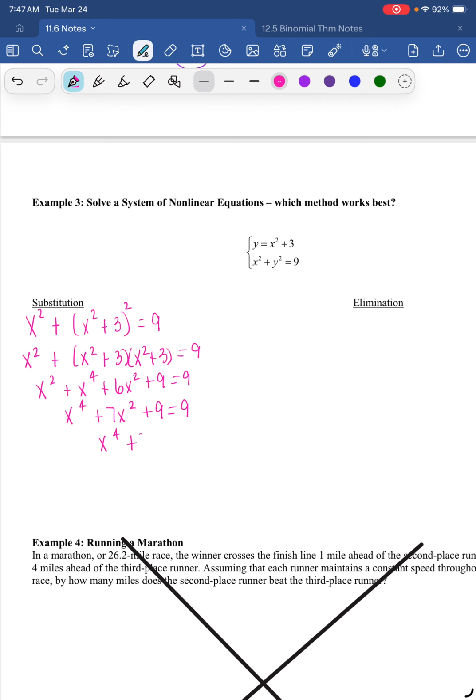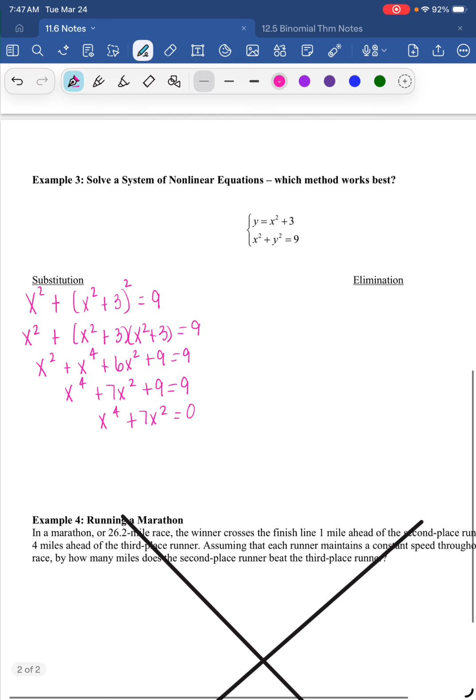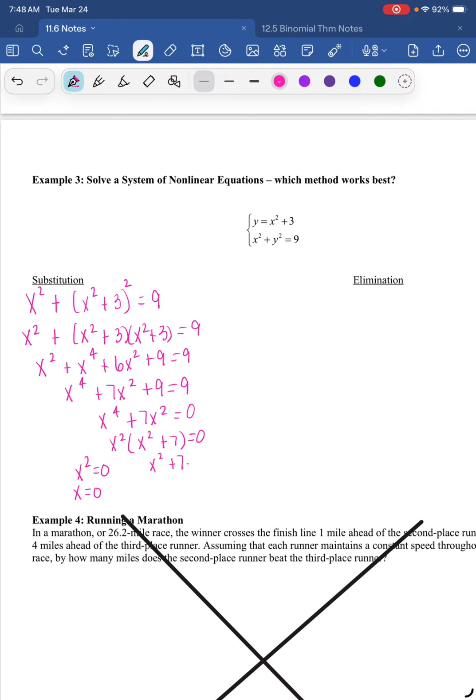So when you set this equal to 0, which is great, now don't forget GCF, when you factor, it's always the first step. So I'm going to take out an x squared, and that's going to leave me with x squared plus 7. Zero product property: x squared equals 0, so x equals 0. x squared plus 7 equals 0, x squared equals negative 7, and that's not a viable solution, so x would be 0. Okay, and now I'm going to plug back in. So if x is 0, I'm going to plug back in up here. So if x is 0, y is 3.